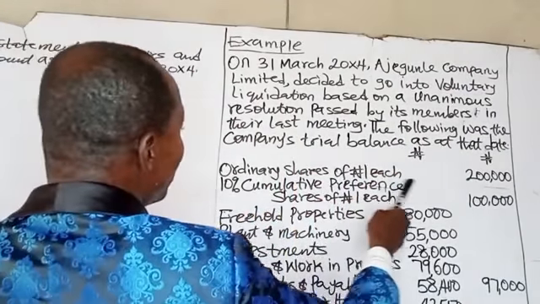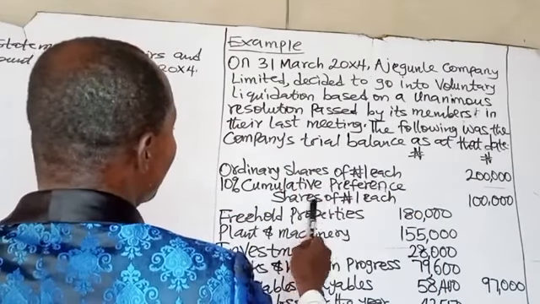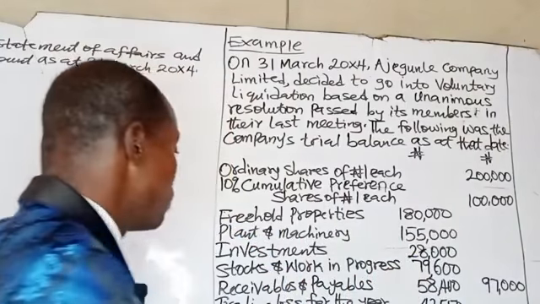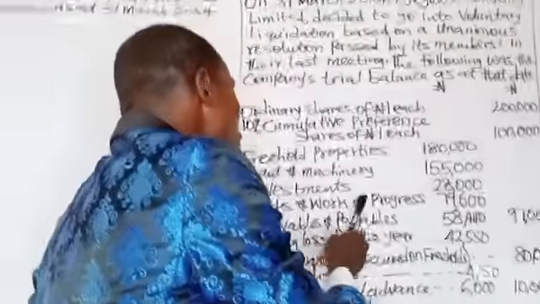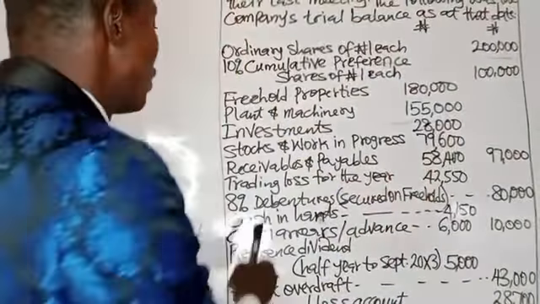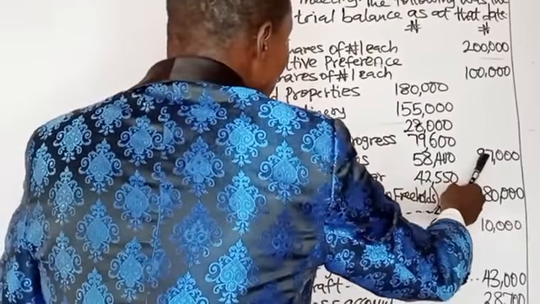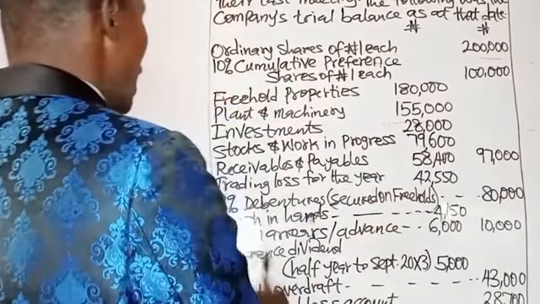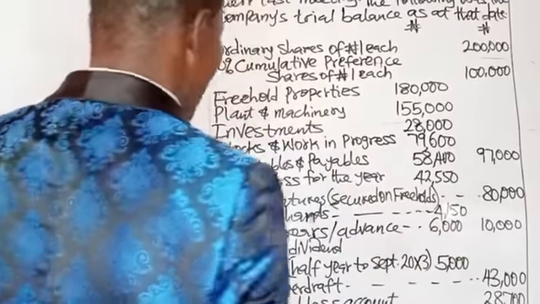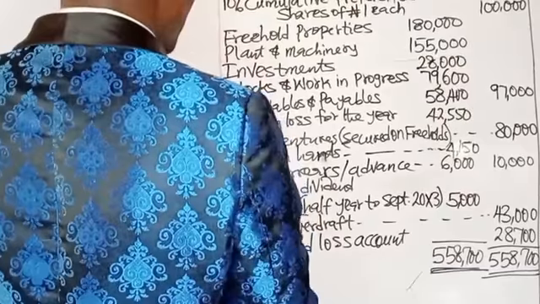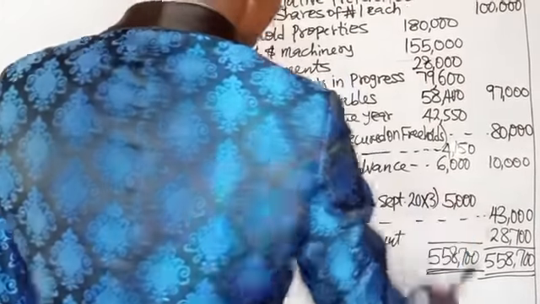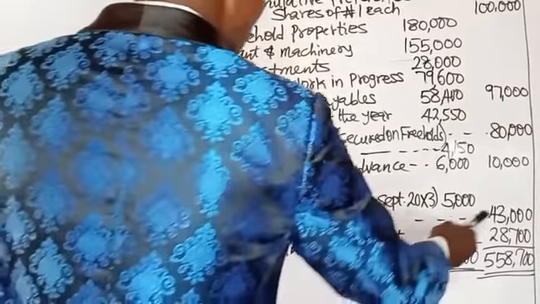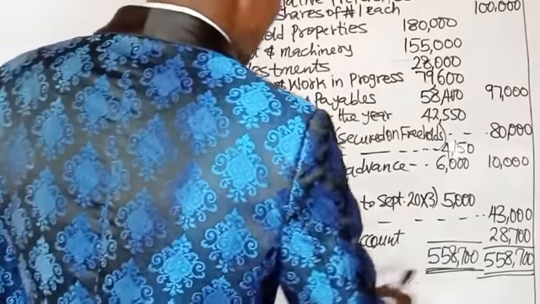You have ordinary shares of 1 naira each, 200,000 naira. 10% cumulative preference shares of 1 naira each, 100,000 naira. Freehold properties, 180,000. Plant and machinery, 155,000. Investments, 28,000. Stocks and work in progress, 79,600. Receivables and payables, 58,400 and 97,000 respectively. Trading loss for the year, 42,550. 8% debentures secured on freeholds, 80,000 naira. Cash in hand, 4,150. Call in arrears and advance, 6,000 and 10,000 respectively. Preference dividend half year to September 20X3, 5,000. Bank overdraft, 43,000 naira. Profit and loss account, 28,700.